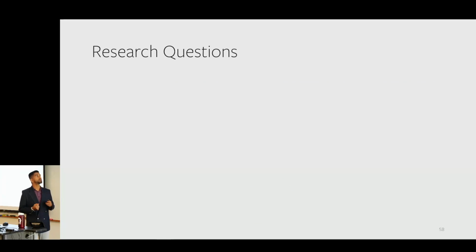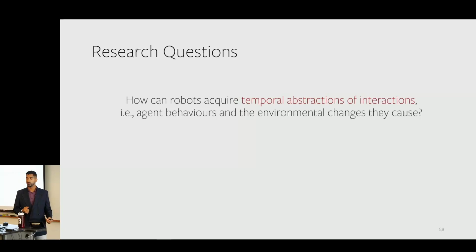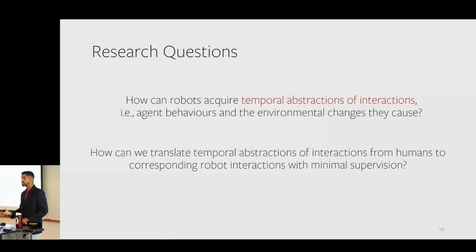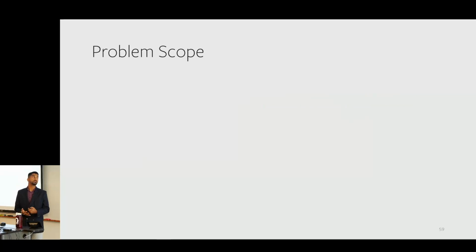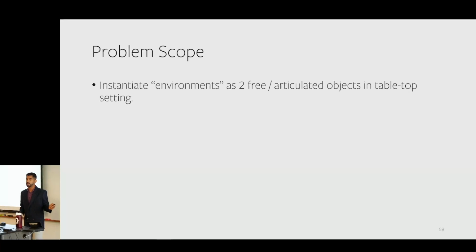The questions that we were trying to address in this part of the talk were first, how robots can acquire temporal abstractions of interactions. So how they can jointly model both their own behaviors as well as the changes observed in the environment as a result of that. And once we have such abstractions, how we can then translate these abstractions of interactions from humans to robots with minimal supervision. To scope the problem a little bit, I'm going to instantiate environments as two free or articulated objects in a tabletop setting.